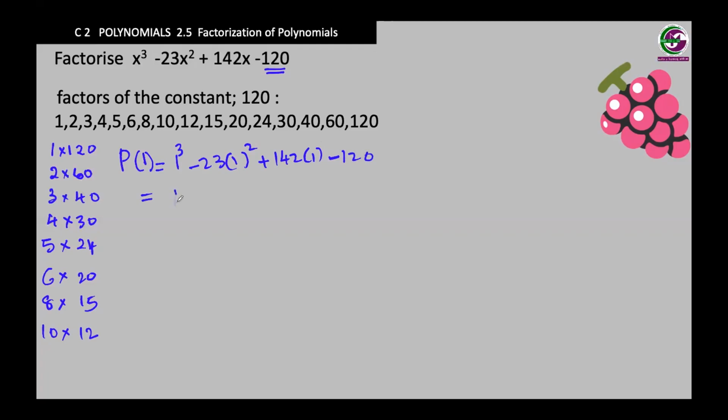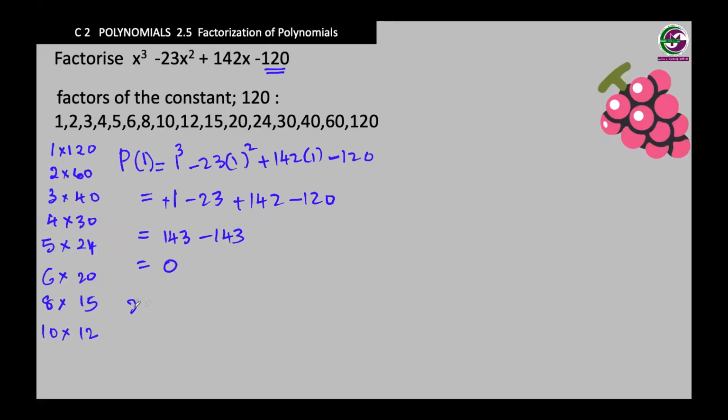Now let's see the answer. 1 minus 23 plus 142 minus 120 is equal to 0. Let's take the positive numbers: 1 and 142 is 143, and these two will be negative 143. Yes, we get the remainder as 0, which means 1 is a factor.